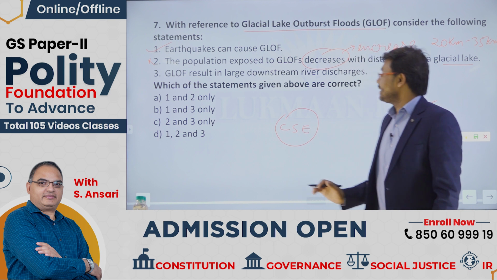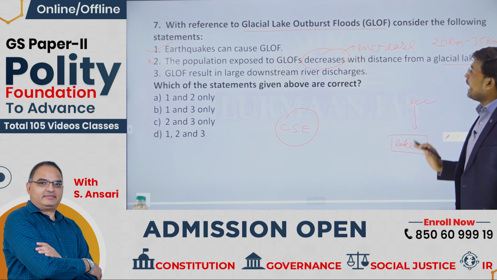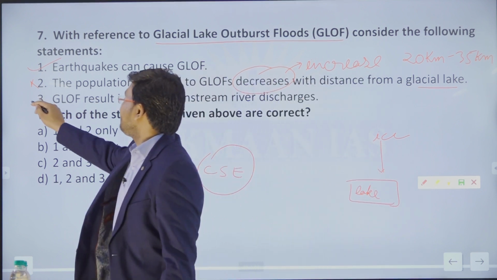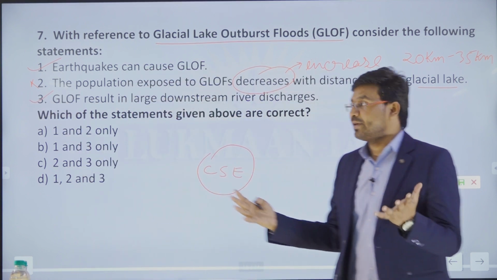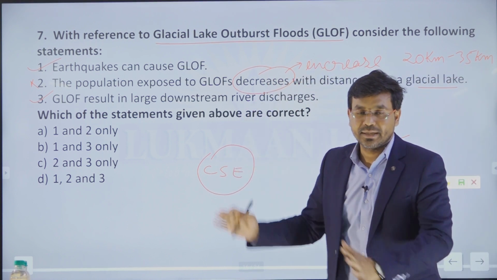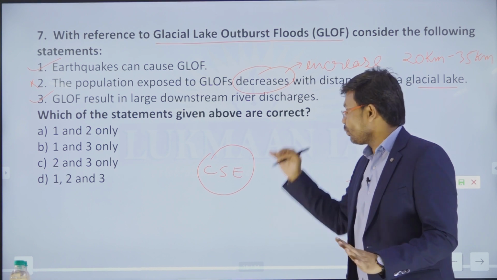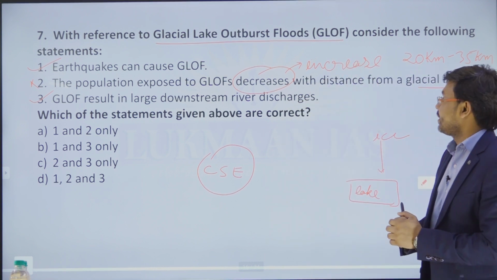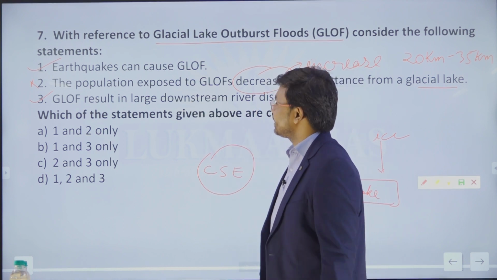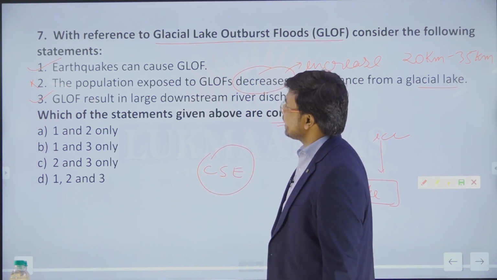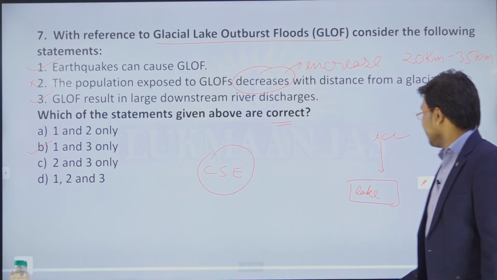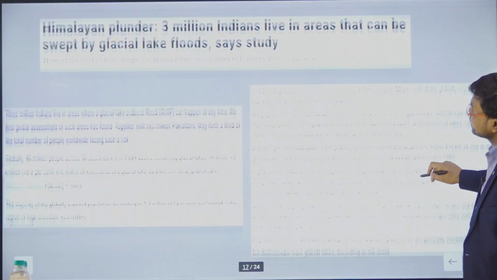The third statement says GLOFs result in large downstream river discharges. Definitely, when a glacial lake outburst flood happens, the water will flow down the river in large quantities. So this is what is mentioned in the third statement. Which of these statements are correct? 1 and 3 are correct, so that will be the right answer in this case. With this, we will move to the next topic.